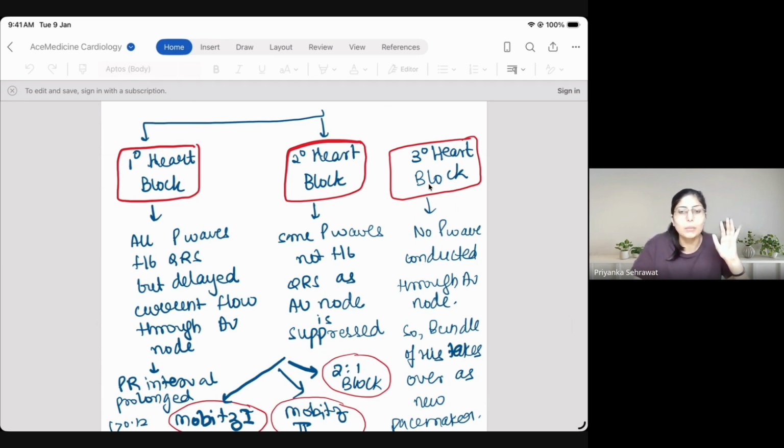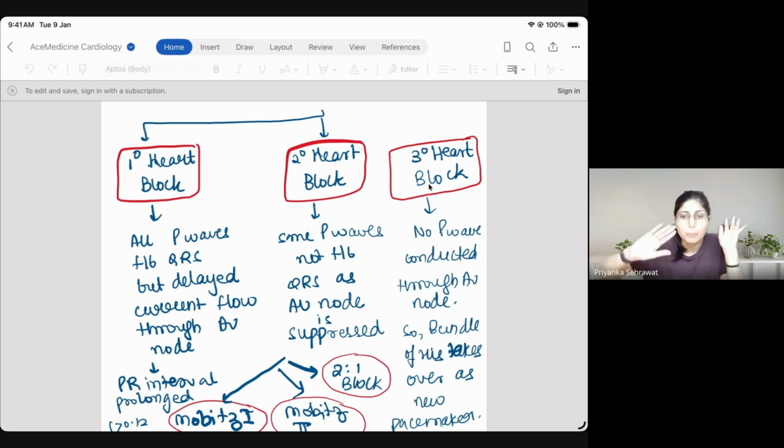The third degree heart block is where the AV node is completely blocked. बिल्कुल block हो गया. No conduction going through AV node. So SA node is generating P wave. So the atria is getting contracted. SA node ने generate कर दिया current, atria ने contract कर दिया, तो P wave बन गया. But that P wave current is not getting conducted through the AV node because the AV node is completely blocked.